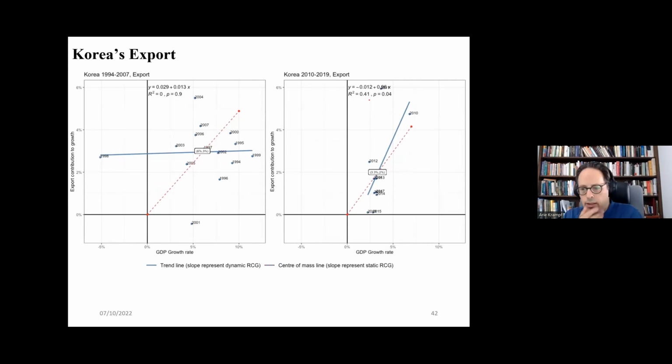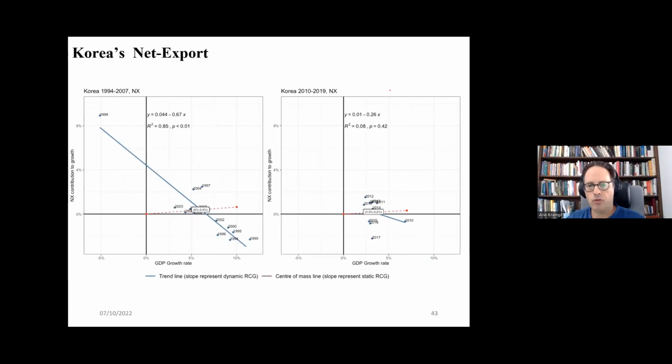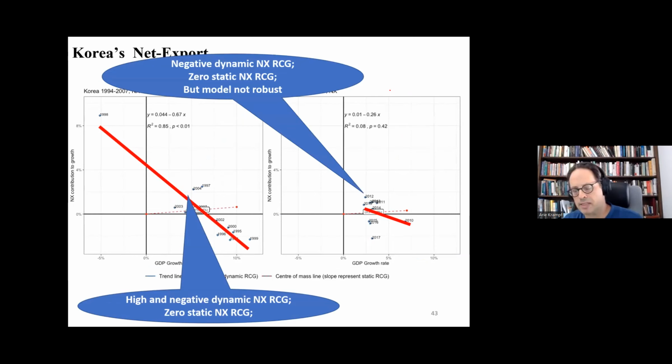In terms of export, look at that. Before the crisis, the export dynamic RCG is almost 0, but the static RCG is positive, which means export did not contribute to growth. This changed after the crisis, when the slope becomes almost 1, and the model is quite robust. When we look at net export, before and after the crisis, we have a negative slope, which means Korea faced a trade-off between export and growth, which is not surprising. And here, before the crisis, the model is quite robust.